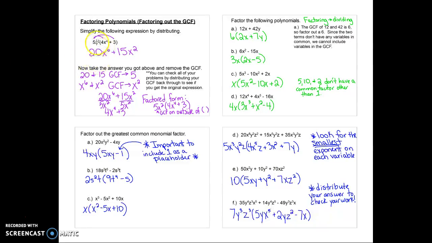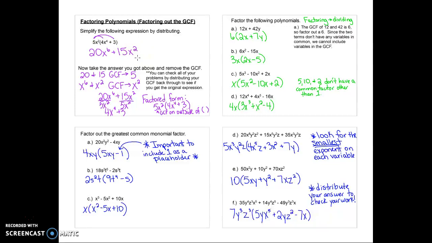Just as a review, simplify the following expression by distributing. We have a monomial times this binomial. So this is just reviewing the multiplying. 5x squared gets distributed to the 4x to the 4th, which is 20x to the 6th. 5x squared gets multiplied times 3, which is 15x squared.